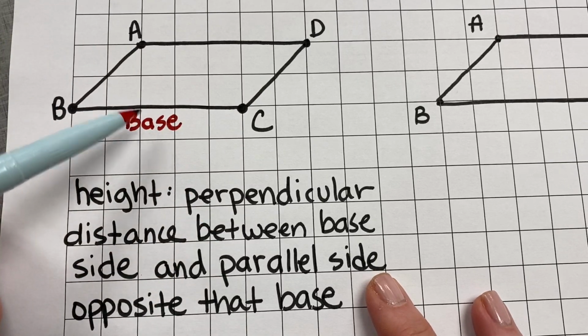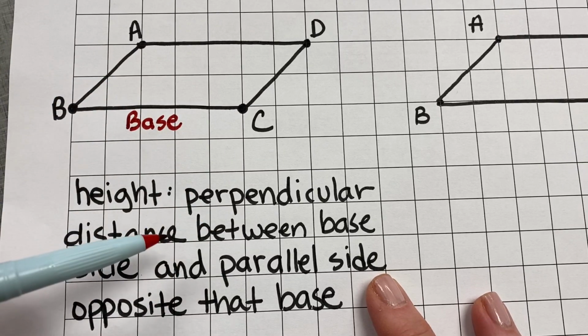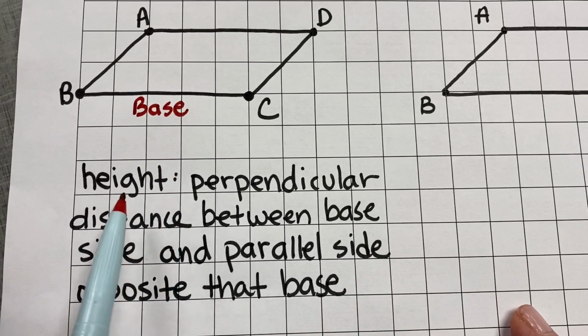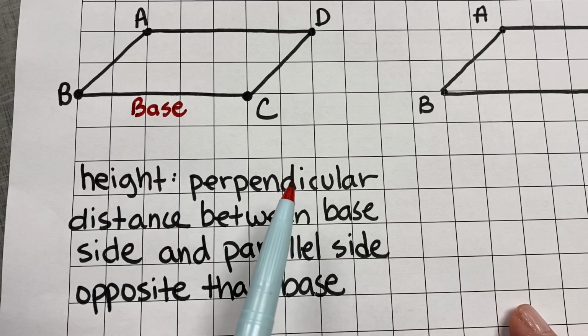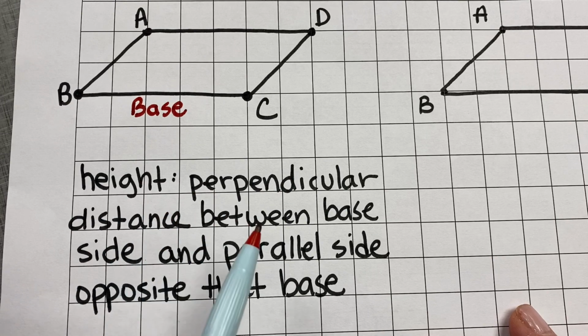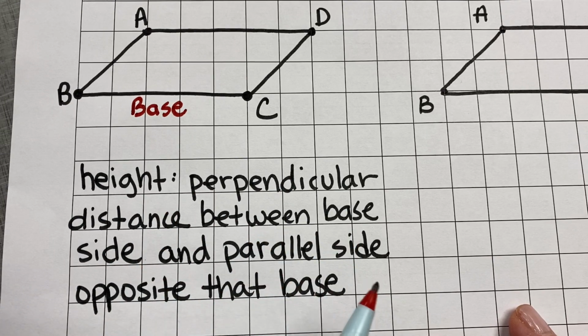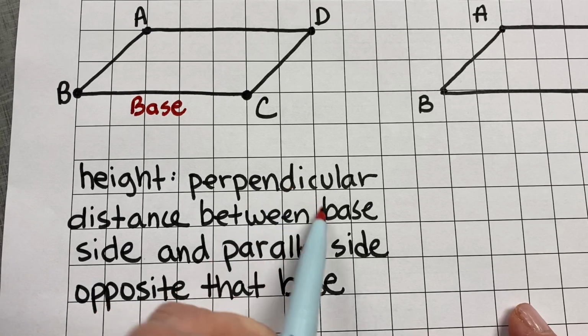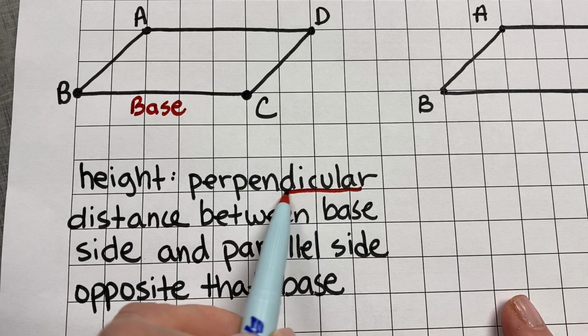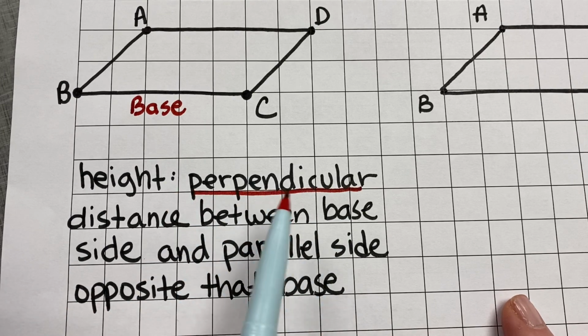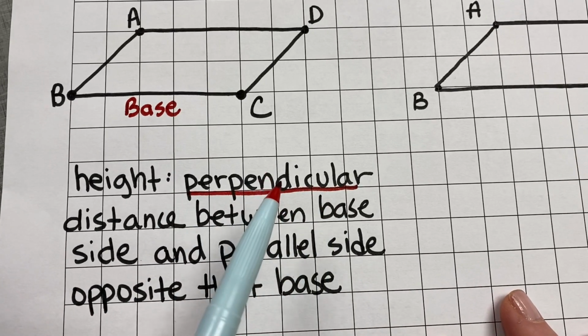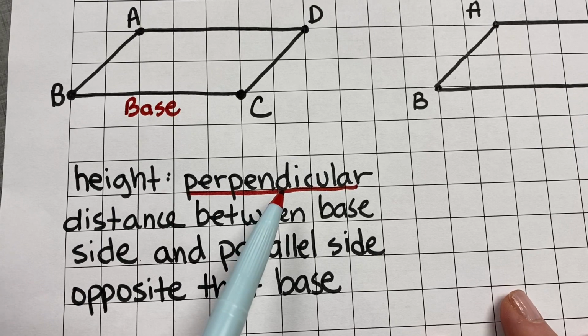And then it's like, well, wait a minute, what's my height? Well, let's look at the definition of the height of a parallelogram. It's the perpendicular distance between the base side and its parallel side opposite that base. So here's another vocab word, perpendicular. So when two segments are perpendicular, it means that they meet at a 90-degree angle.